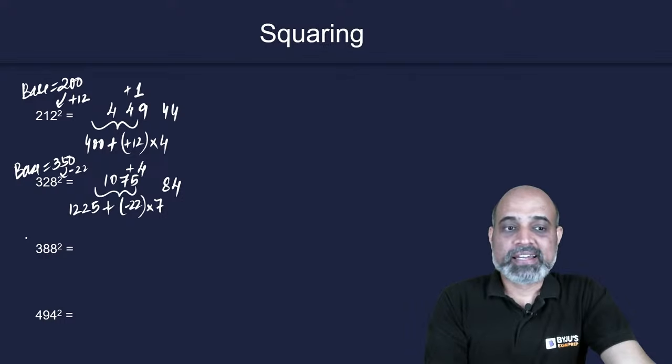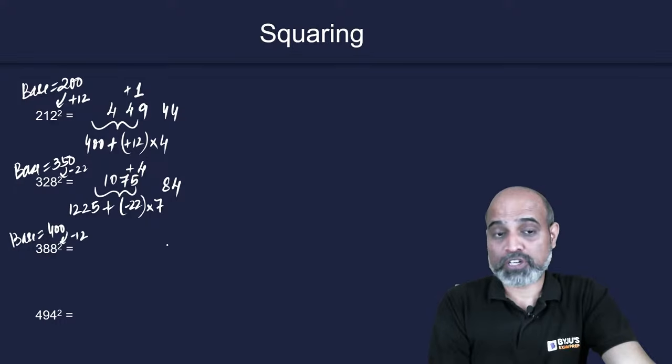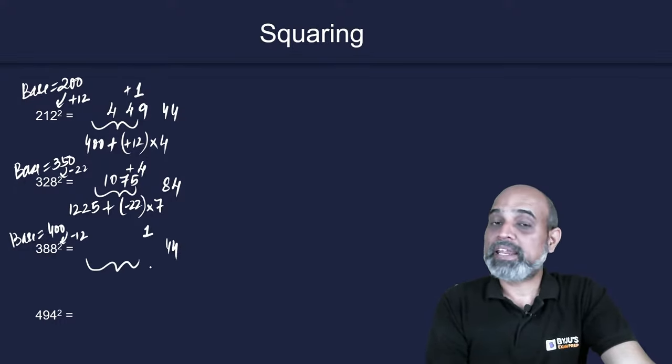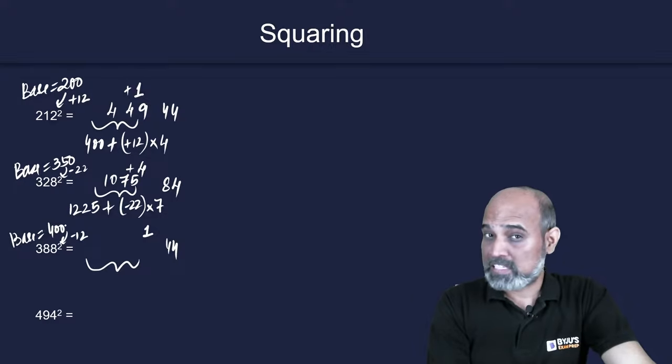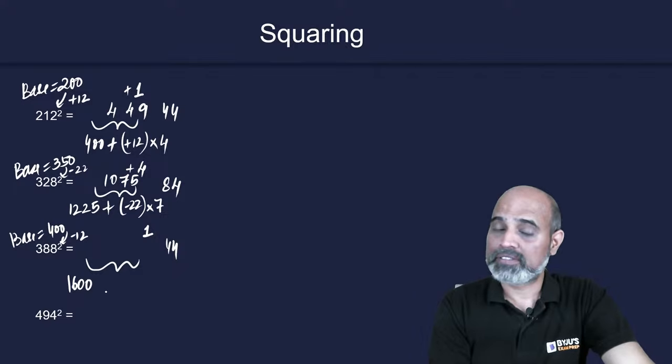Okay. 388. I will prefer the base as 400. How much less than 400 is it? 12 less. So the last two digits will be minus 12 squared, which is 144. Carry will be 1. Remaining digits: remove the 0 from the base, the last one, 40 squared which is 1600.